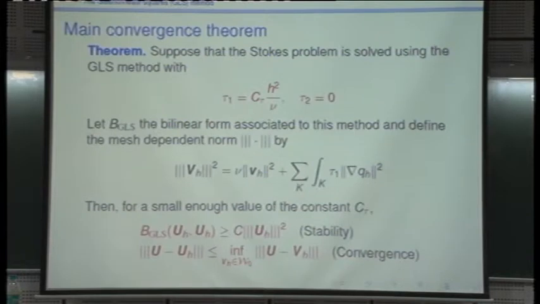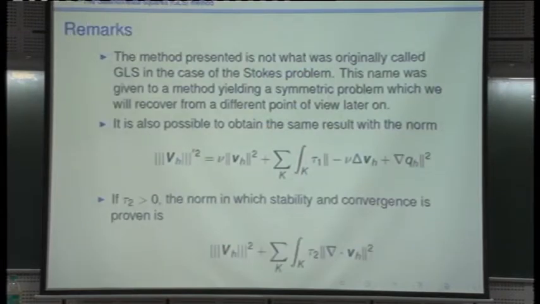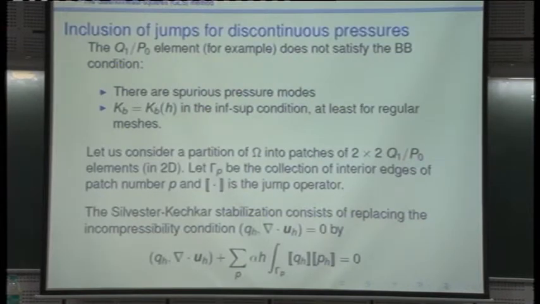Okay. So, and that's the convergence theorem. Again, the convergence that I introduced yesterday. No problem with that, the same remarks. Well, yes, maybe that remark I didn't make. If you have a tau 2 which is different from 0, you can prove stability and convergence in a norm that includes the divergence of the velocity as well. Well, that I didn't explain because I wanted to leave it for today. If you remember, I said I will explain that when talking about the Stokes problem.